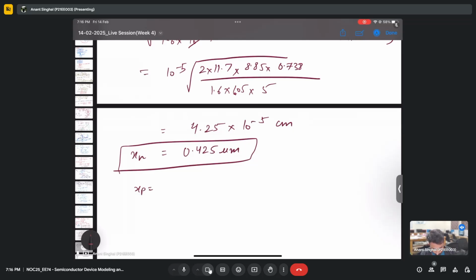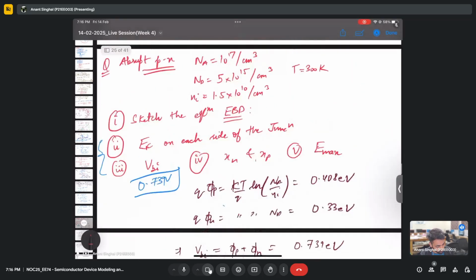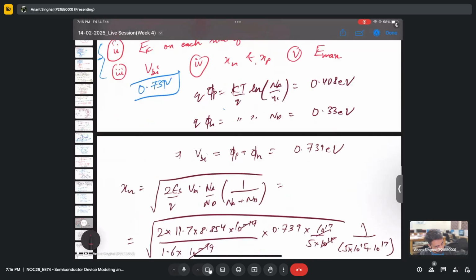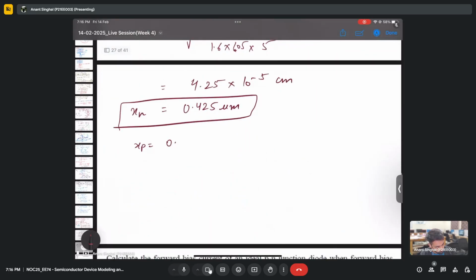I mean, the formulas we can use. The condition is not given, is it? The equilibrium. I mean, this question is for equilibrium. I've written it. Okay, we can use that other formula. Yes. So XP will come out to be 0.02132 micrometer.